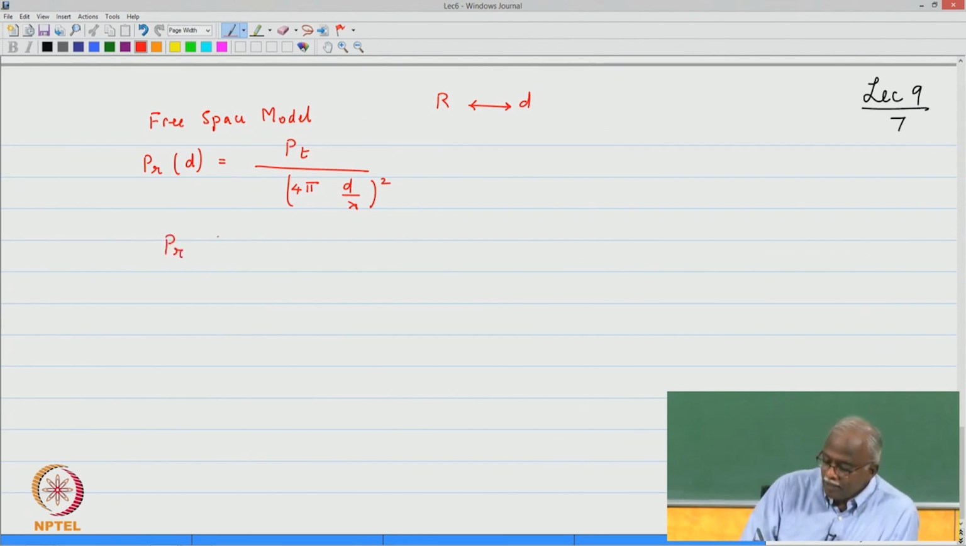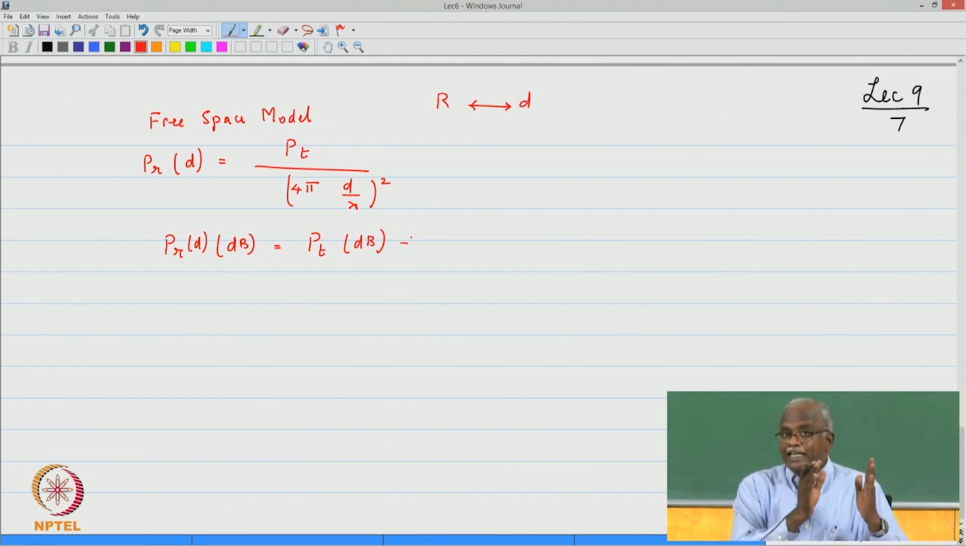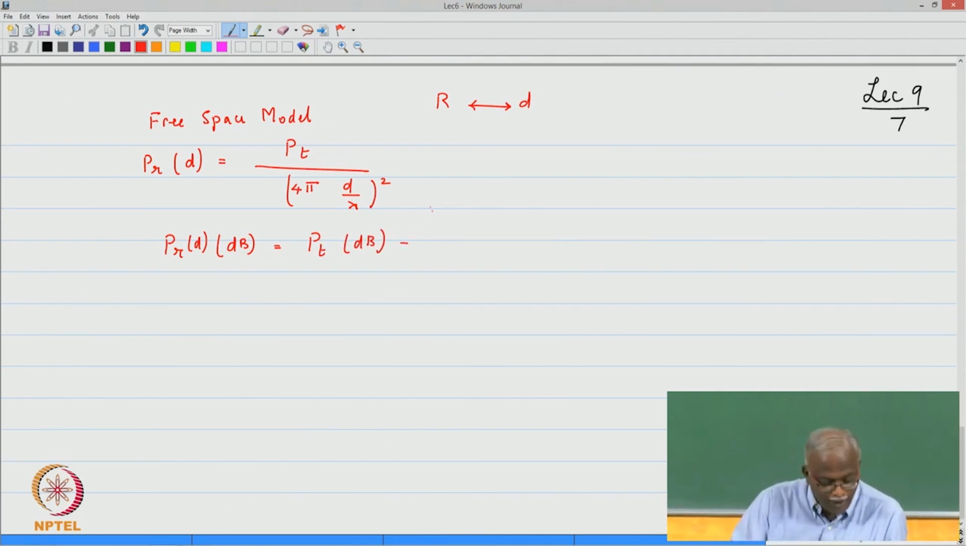The received signal power in decibels at a distance d is given by the transmitted signal power in decibels. And the difference between the received signal power and the transmitted signal power is the path loss. We call that PL, which stands for path loss at a distance d, also expressed in dB.